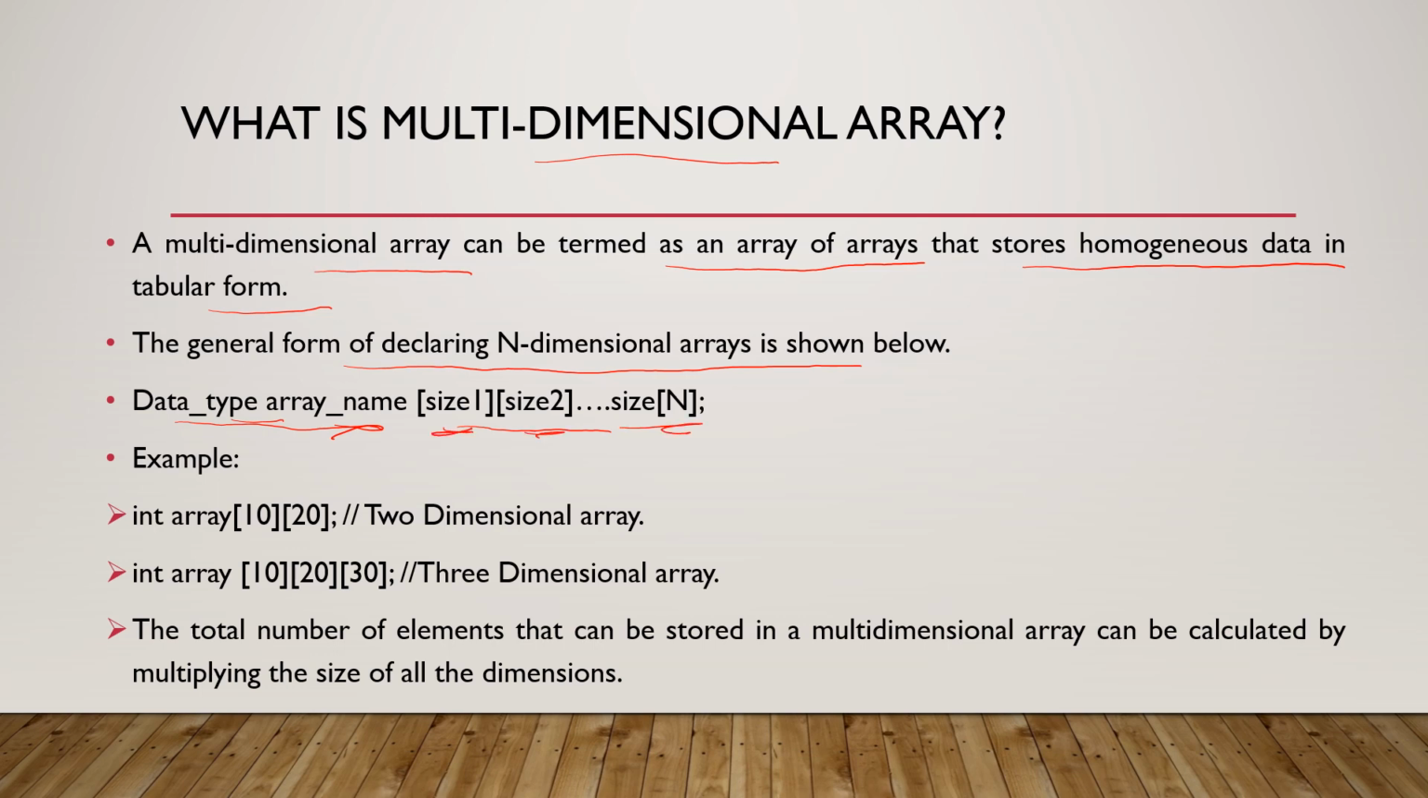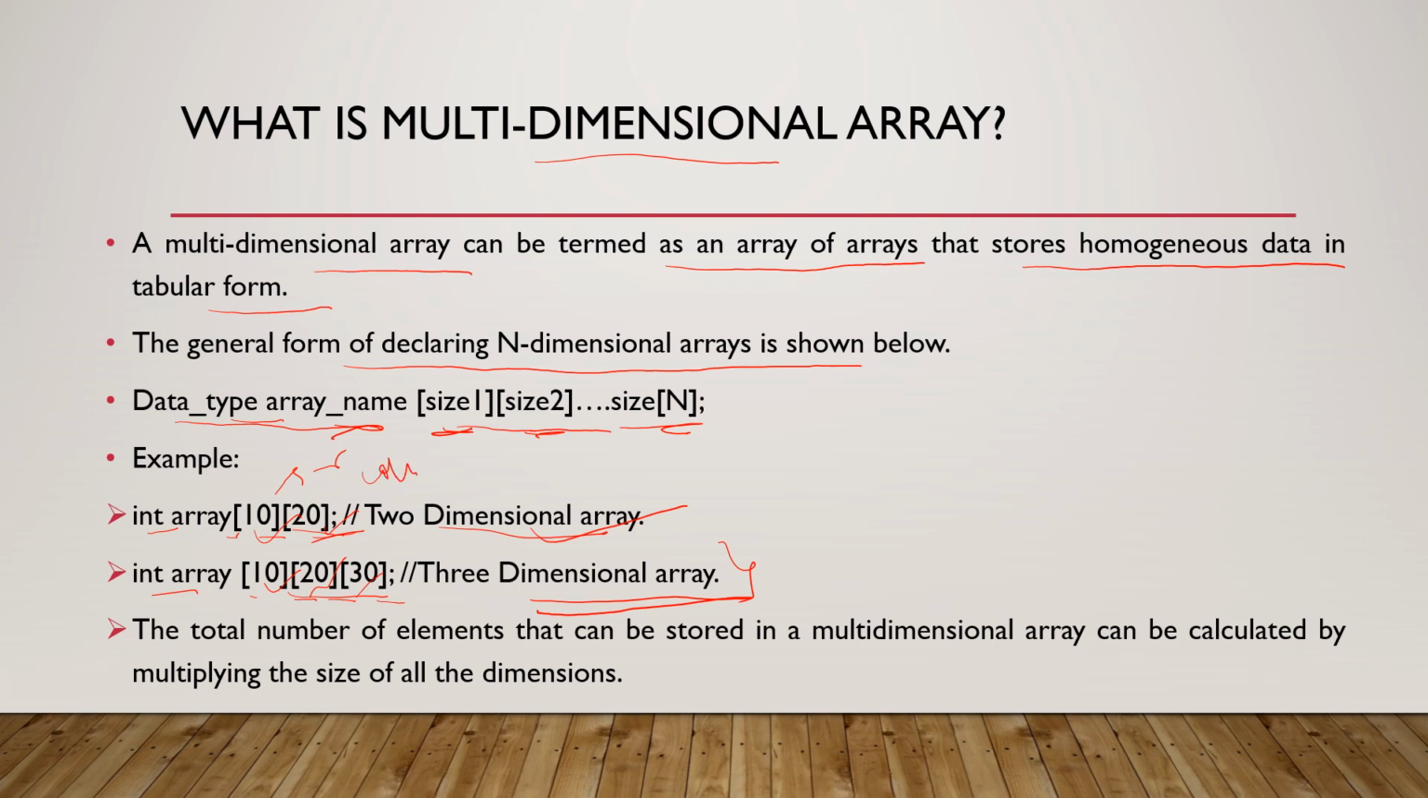For example, int array[10][20]. This is an example of a two-dimensional array. int array[10][20][30]. This is an example of a three-dimensional array. Here 10, 20 are the sizes of the dimensions. 10, 20, 30 are the sizes of the dimensions. For three-dimensional array, three dimensions we have used. For two-dimensional arrays, two. That is 10 stands for rows in two-dimensional array and 20 stands for columns.